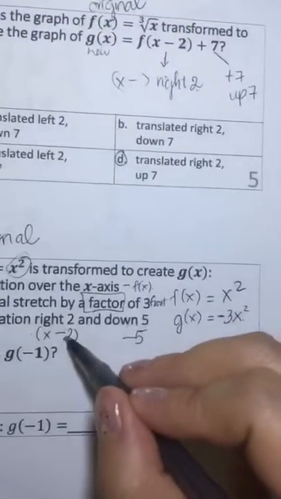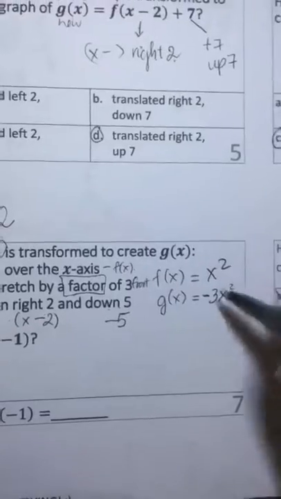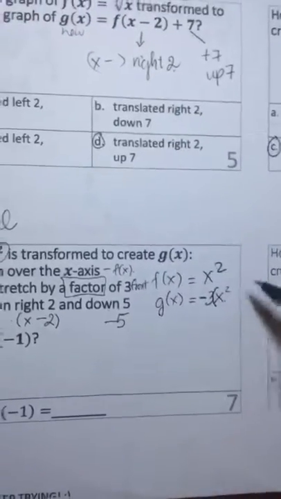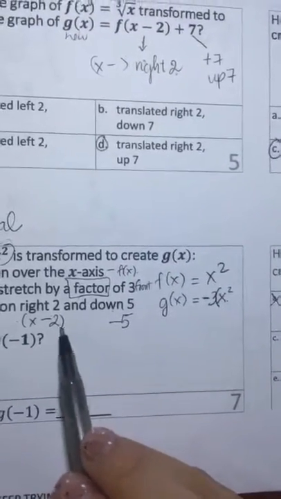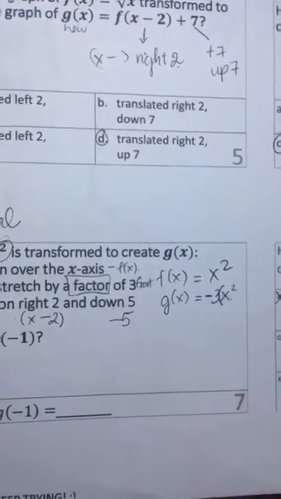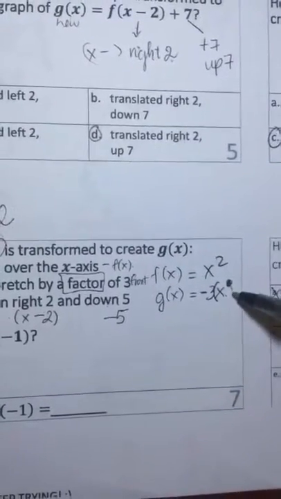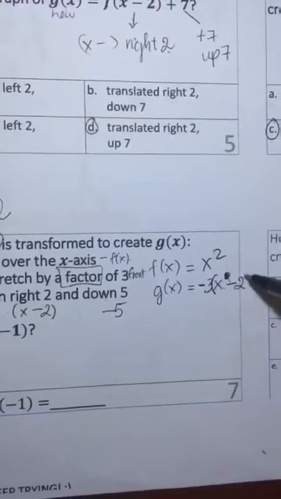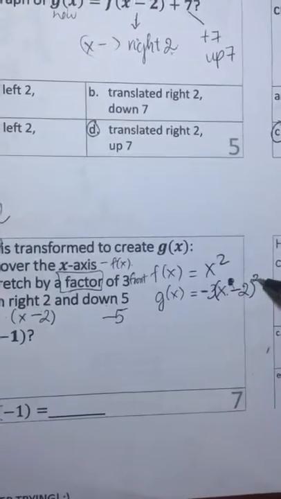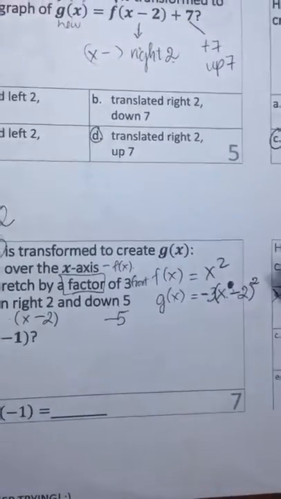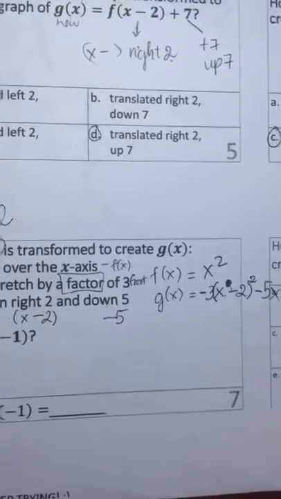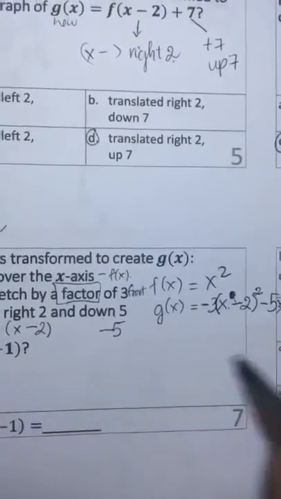Okay, so here you have parentheses. When it's going right, then you're going to start adding the parentheses. However, the minus 2 is only going with the x. So we're going to erase the x squared right here and add the minus 2 and bring the square outside. At the end, we have down 5. That means minus 5. So this is our new function.